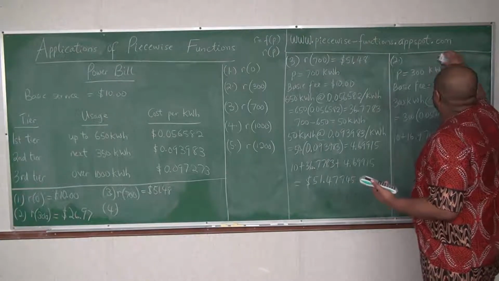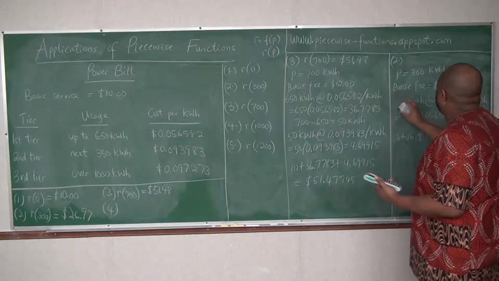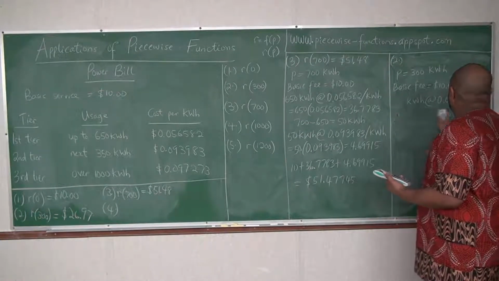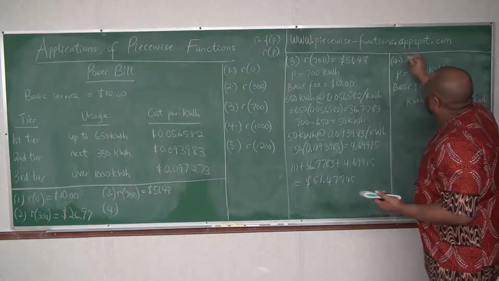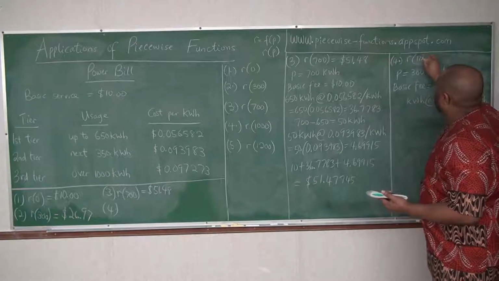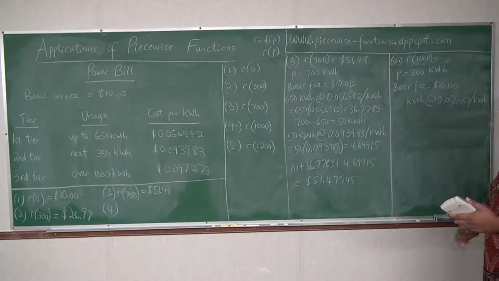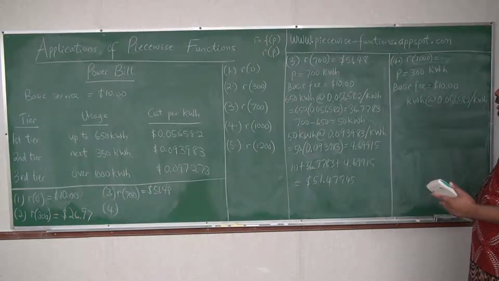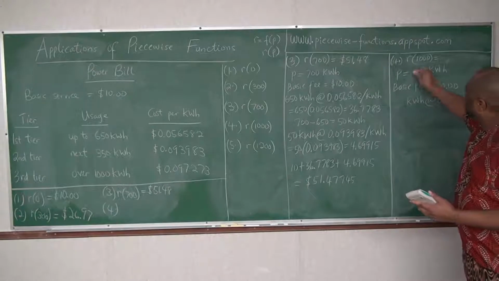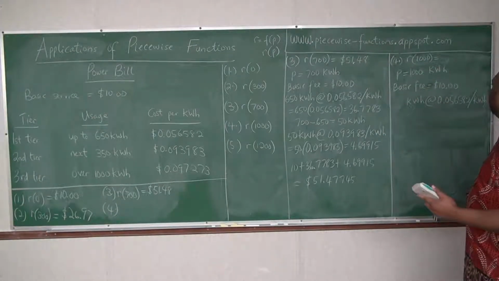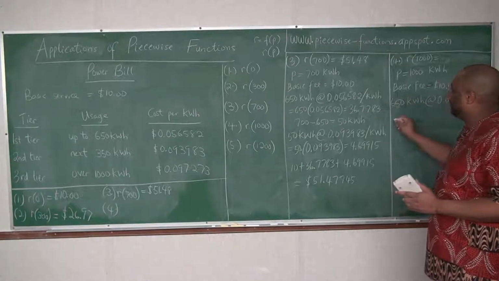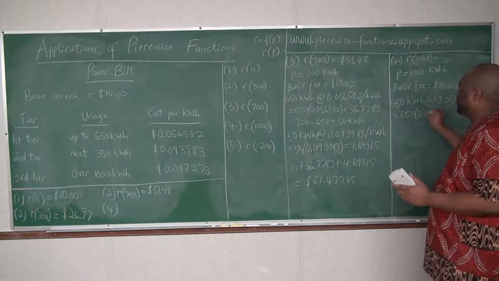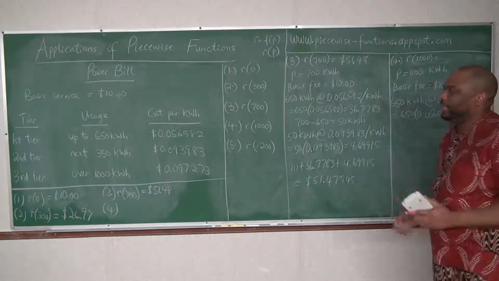So I will just erase some of these here. Number 4, the cost for 1,000 kilowatt hour. So first of all, we write, in this case, P is 1,000, right? The P is 1,000. Then we write the basic fee. Then we have the 650 first, 650 at this rate, and that gives us 650 times 0.05652. Okay, I think I've been saying rate.